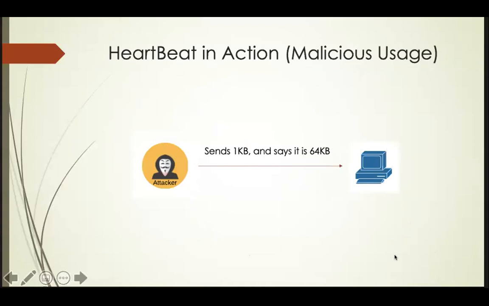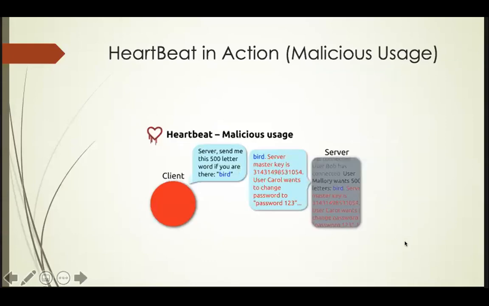Now, let's see a better figure for this problem in the next slide, which I've taken from Wikipedia. In this case, as you can see in this part, the client sent the word bird and told the server it is 500 letters. The server will then provide the word bird and add to it random data from memory up to 64 kilobytes. This data may include passwords, private keys or other information. So this may or may not be useful depending on what's the information in memory at the time of the exploit.